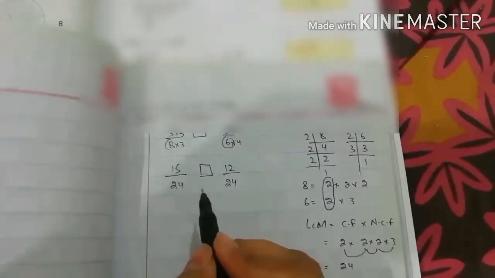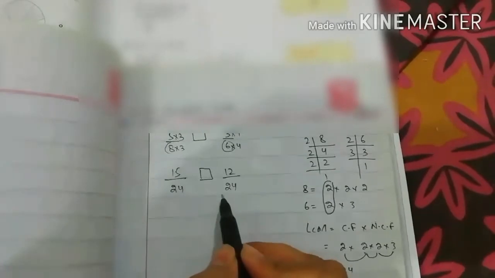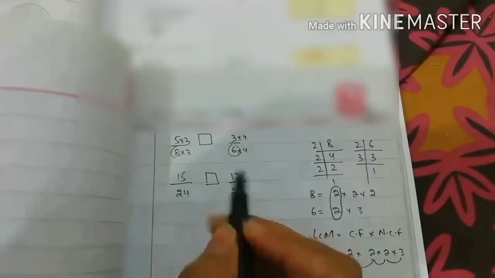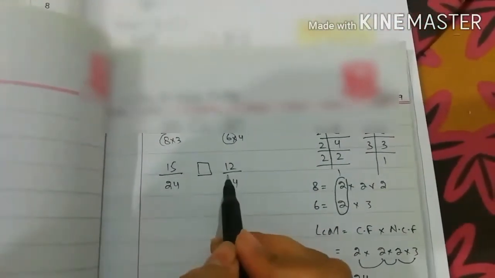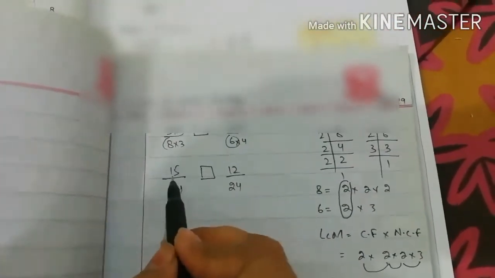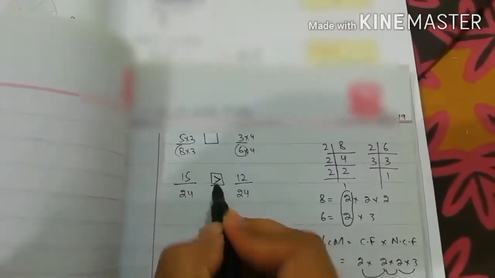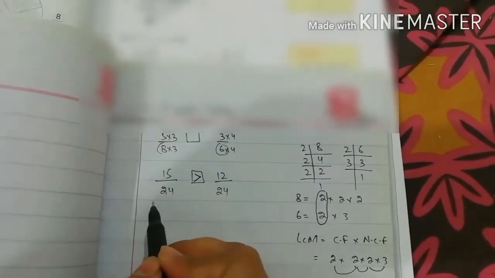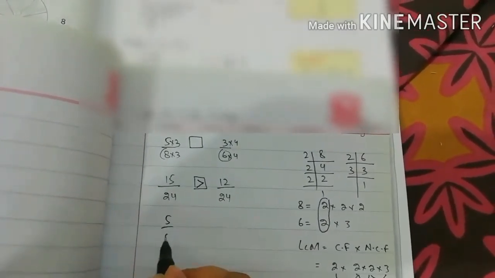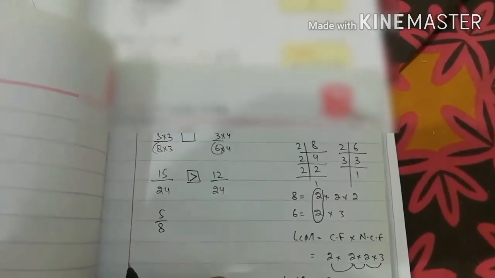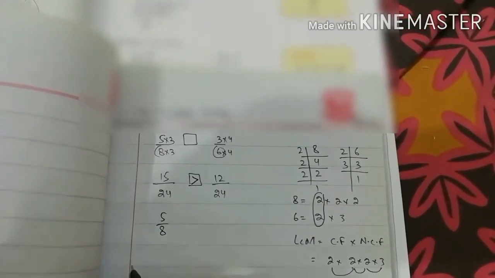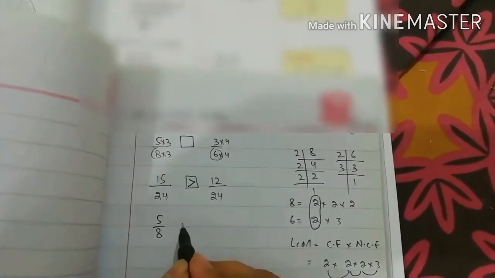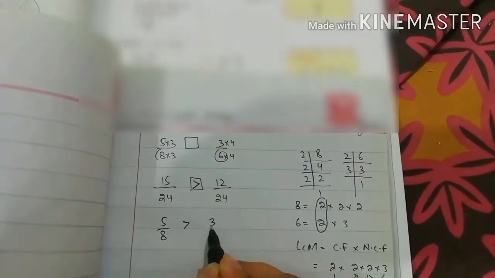Now dear students, look, denominators are same. Now we will compare numerators, that is 15 and 12. 15 is greater than 12, 12 is less than 15. So the sign is here. 15 by 24 is represented by 5 by 8. So 15 by 24 is greater than the other value, which is represented by 3 by 6. So 5 by 8 is greater than 3 by 6.